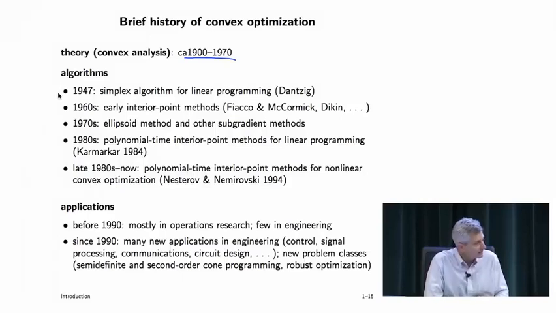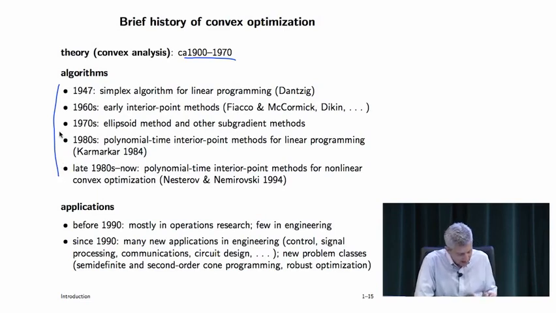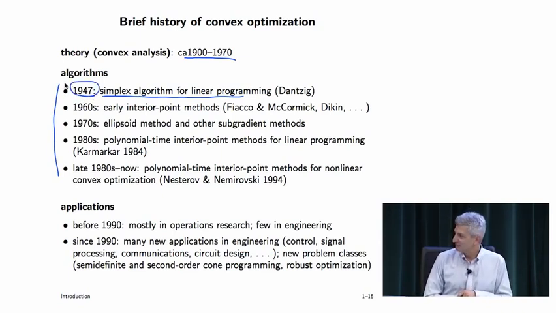Algorithms for solving it, there have been lots, but I'll just mention some of the highlights. One is the simplex method for linear programming, and this is George Dantzig, who was actually at Stanford. This is from the 40s. This was also done in Moscow in the 30s, I should add. The date is really interesting because it tells you something: it's basically coincident with the development of the modern digital computer, and that's what makes this interesting.